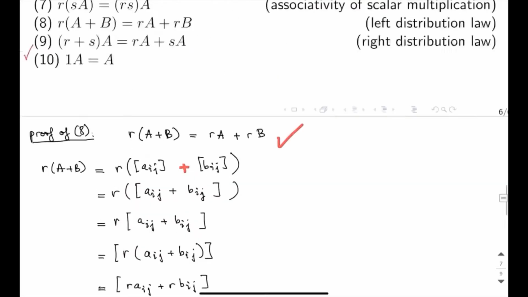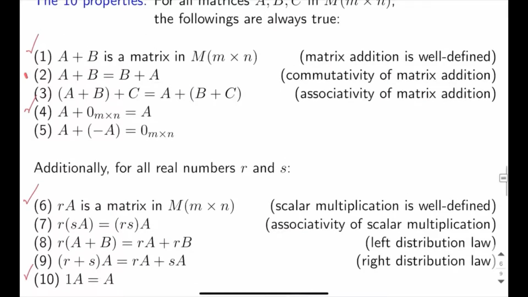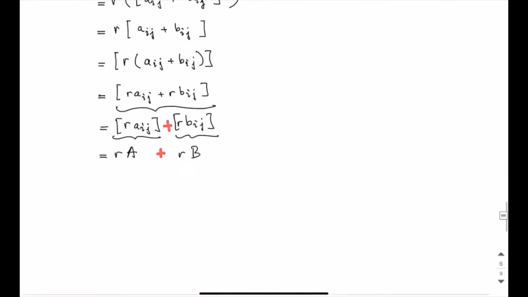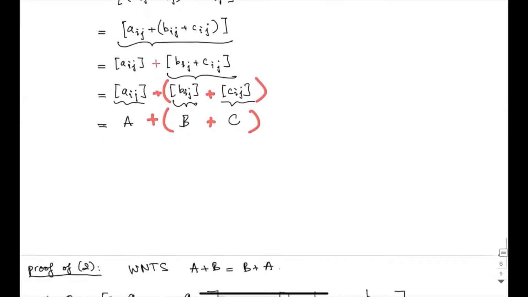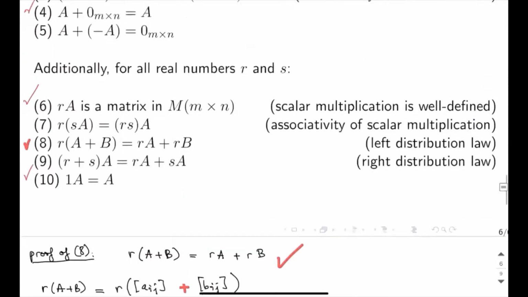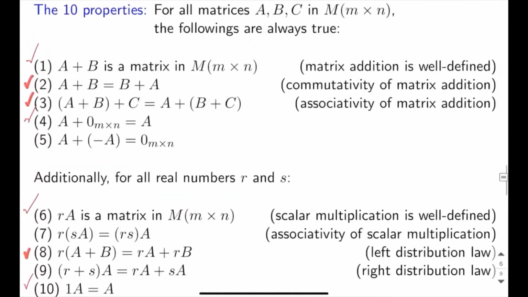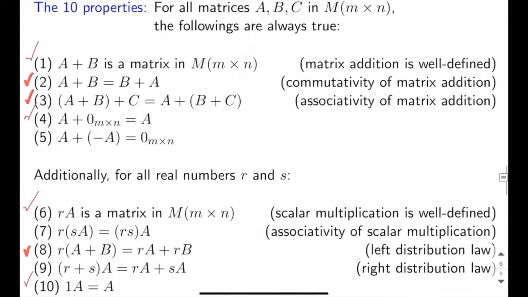All right, so we have proven this, this, and this. So there are still properties 5, 7, and 9 for you to try at home. Writing proofs is hard, and so these are kind of easy examples for you to practice before you actually write something more complicated.